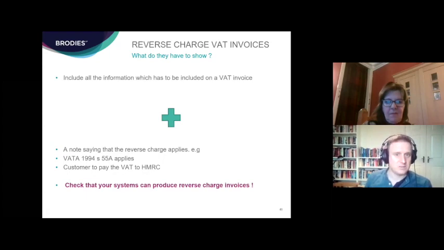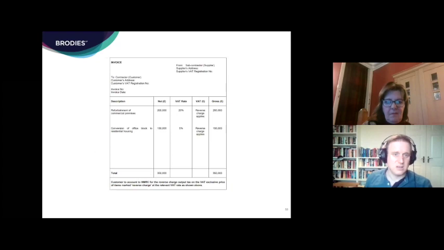If we flip to the next slide, here's a very basic example. You can see it has the net price of services, it has the rate of VAT which applies, and then it just says the reverse charge applies without giving an amount of VAT, and confirms in the bold wording at the bottom that that is to be accounted for by the customer.